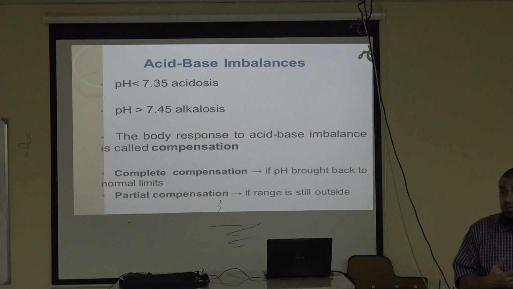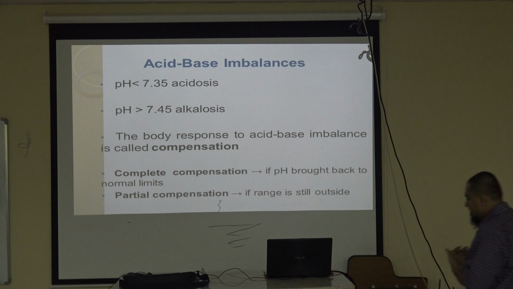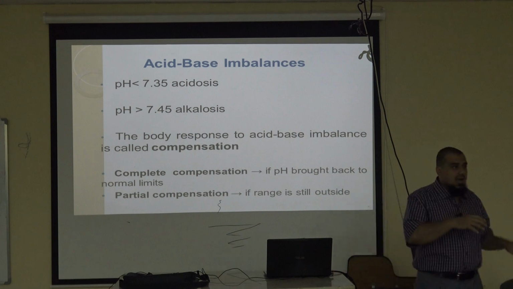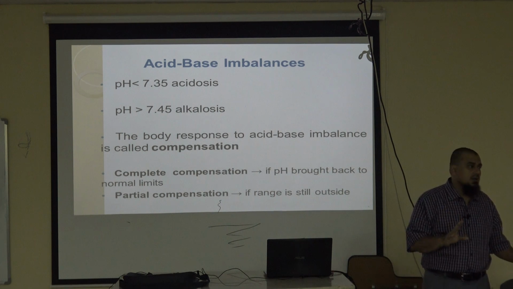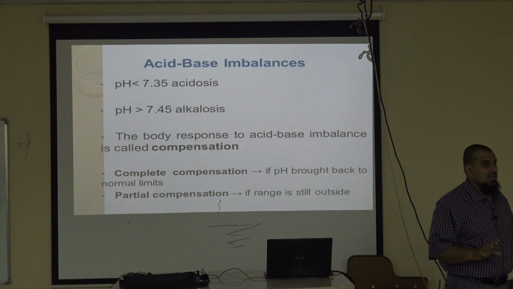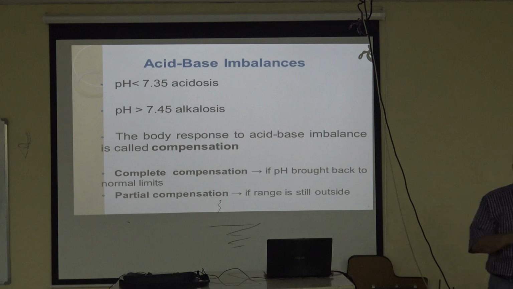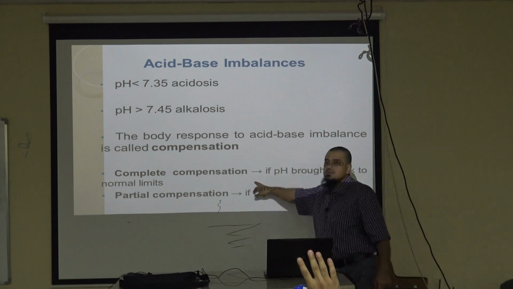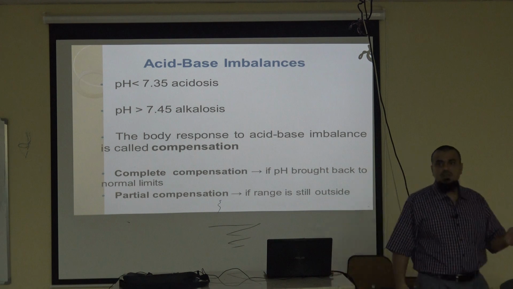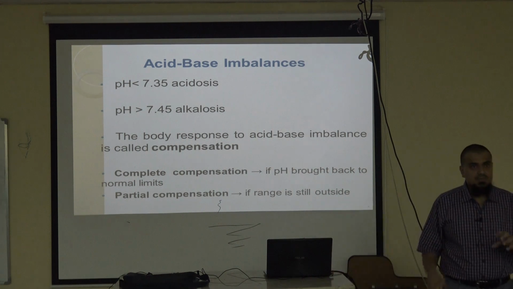This buffering is called compensation. Clear? Now after buffering, if you normalize the pH, this is called complete compensation. And after buffering, if you are unable to normalize the pH, this is called partial compensation. You understand these terms now? For buffering we will use the term compensation, and sometimes we say complete compensation and sometimes partial compensation.